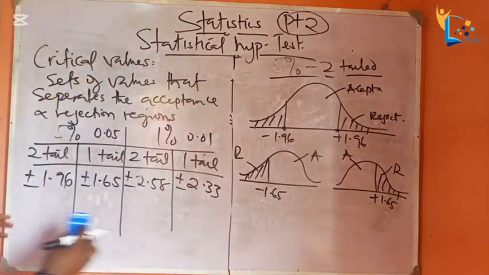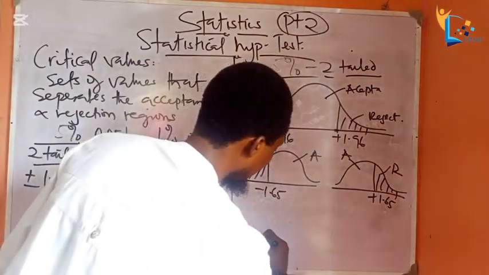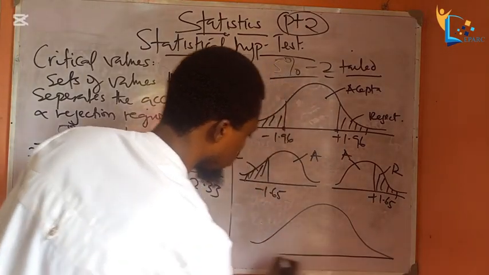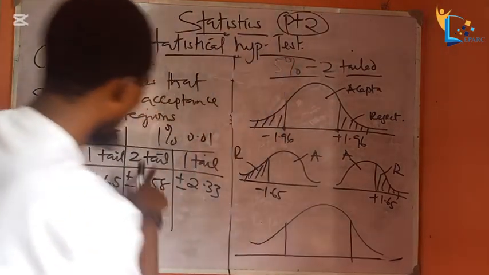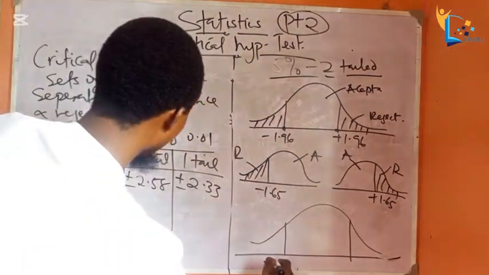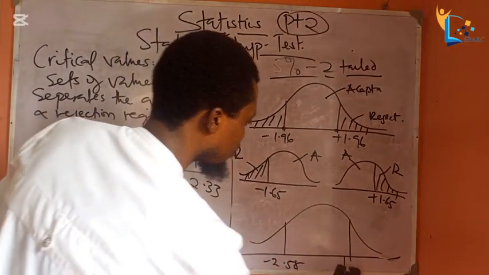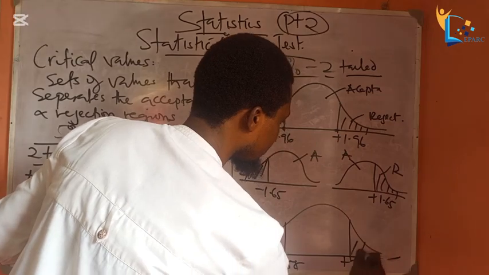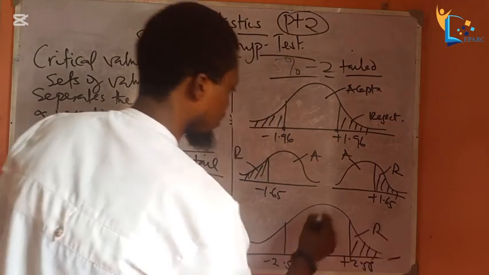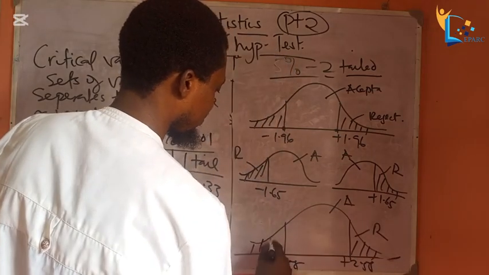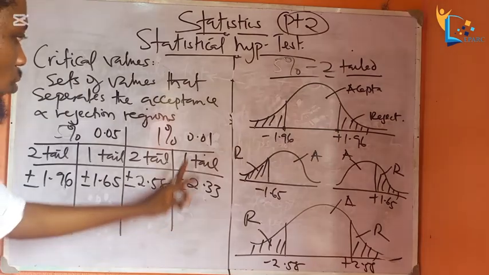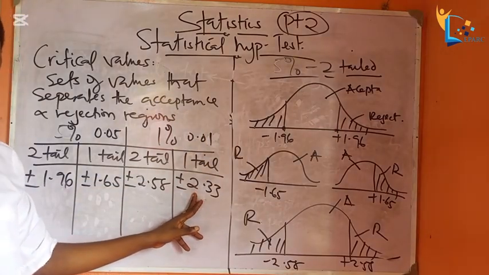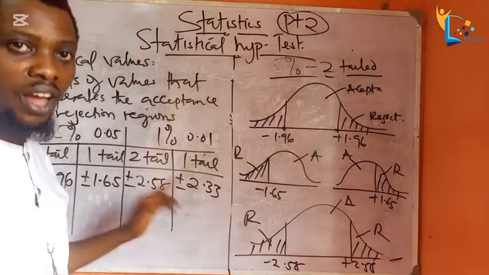The same thing goes for the two-tailed test under 1%. For 1% level, we have minus 2.58 and plus 2.58. This is the rejection region, this is the acceptance region. The same thing for the one-tailed test, 2.33.